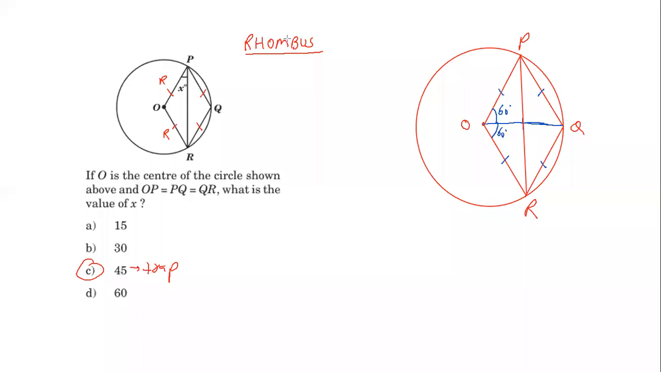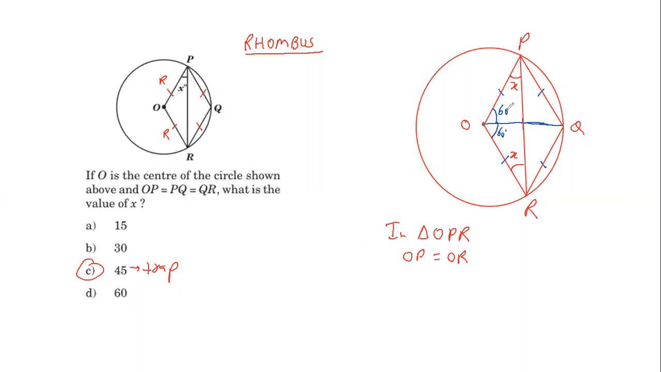We are concerned with this angle X. Now do you realize if you just look at triangle OPR, it's an isosceles triangle. OP is equal to OR. So if the sides are equal, the opposite angles will also be equal, and this angle will also be X.